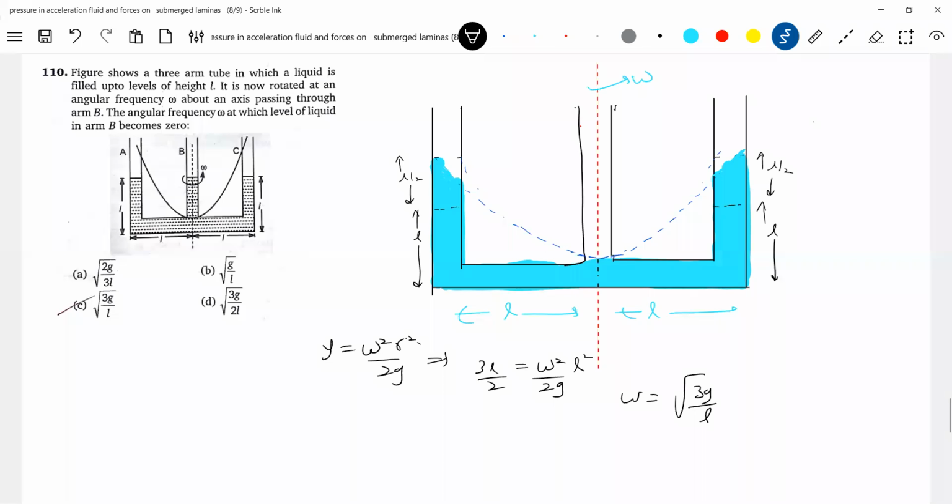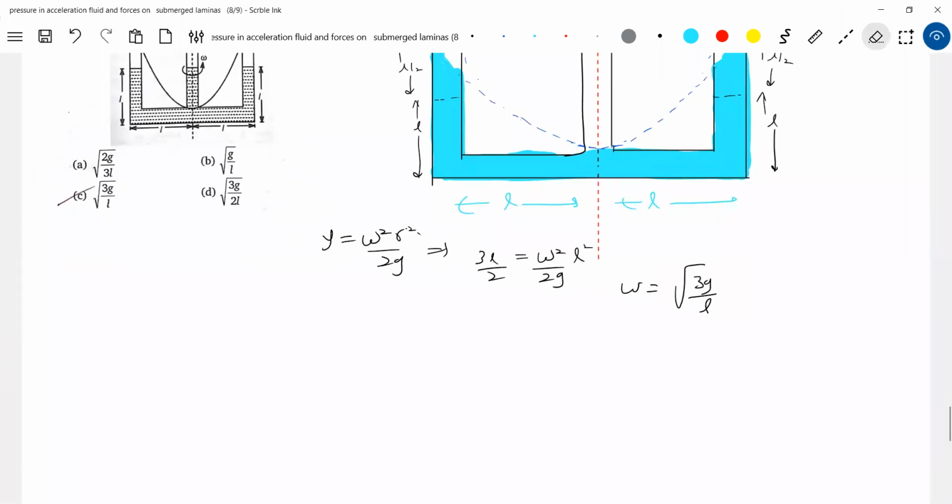root of 3g by L. Sir, I'll increase the angular velocity further, more than root of 3g by L. So what should happen to the liquid? It will start rising further. Then what will happen here? The liquid from here starts flowing out. For further increase in angular velocity, the free surface will take shape like this. One more, because anyway we are at the concept, no?